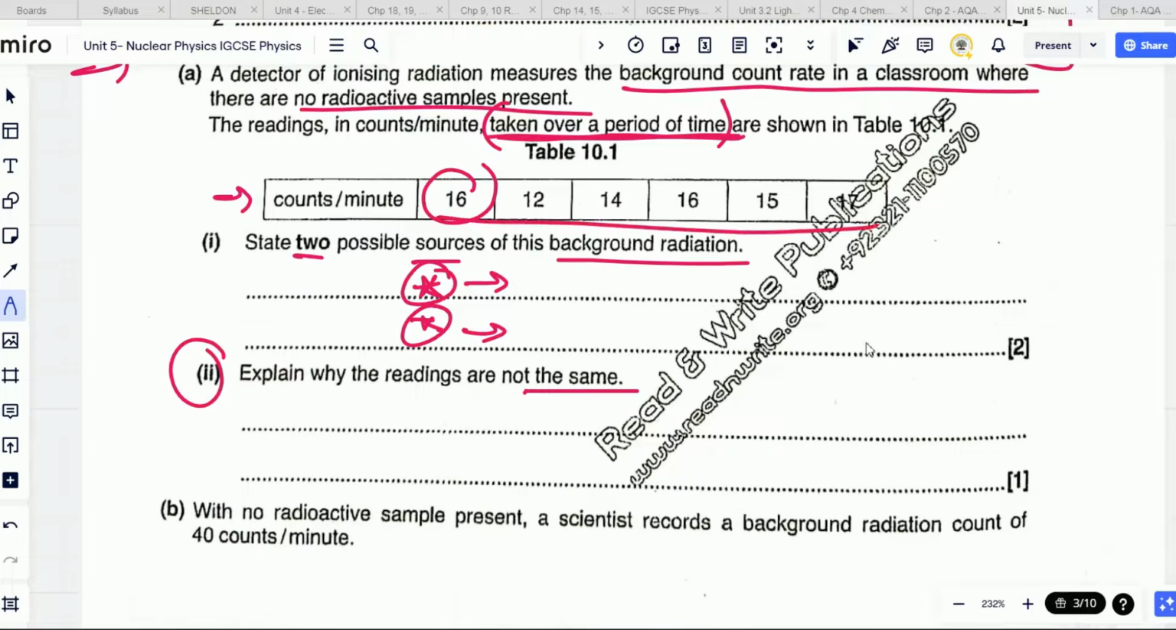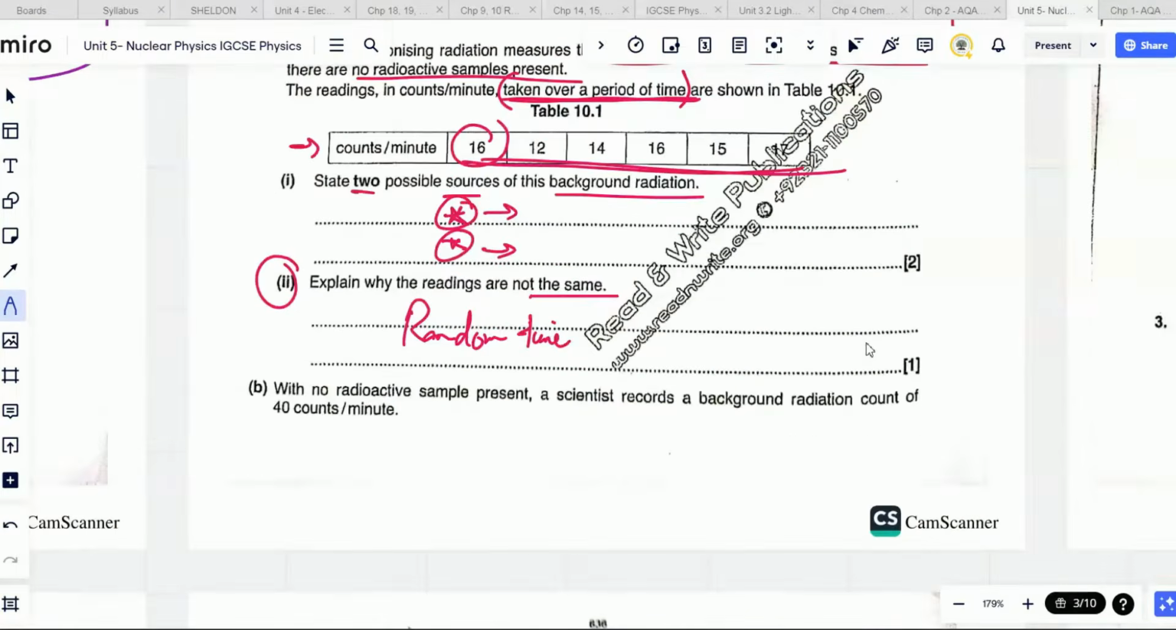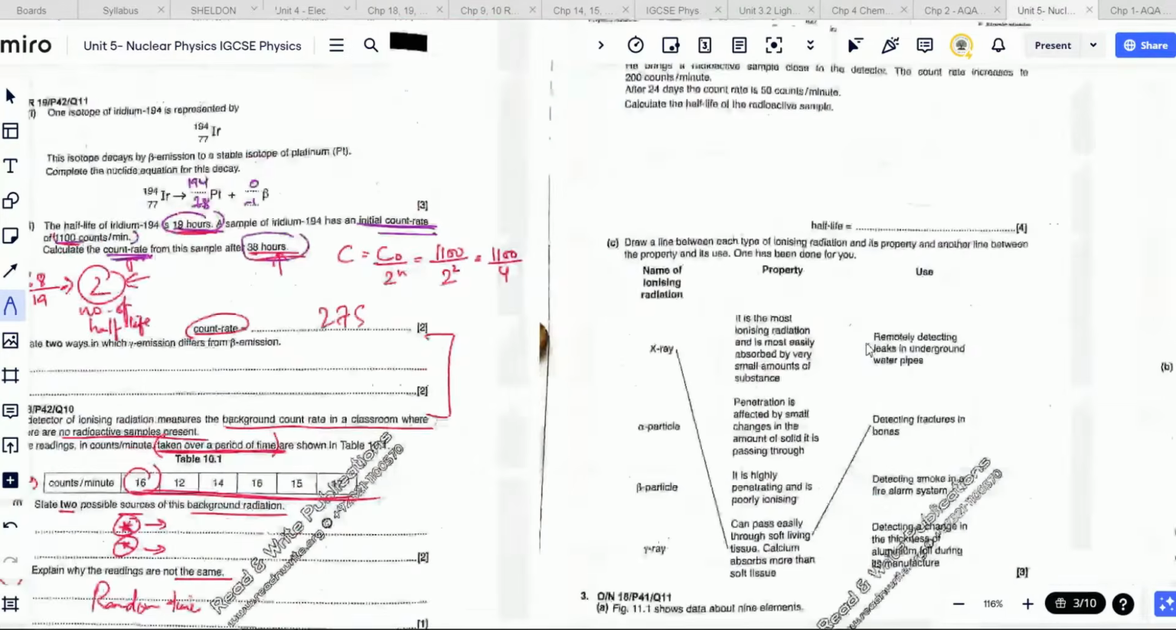If you ever come across any values which are totally different from each other, it means these values were not taken during a particular time interval. These were all random values, taken at random times. Okay, now is this a numerical?